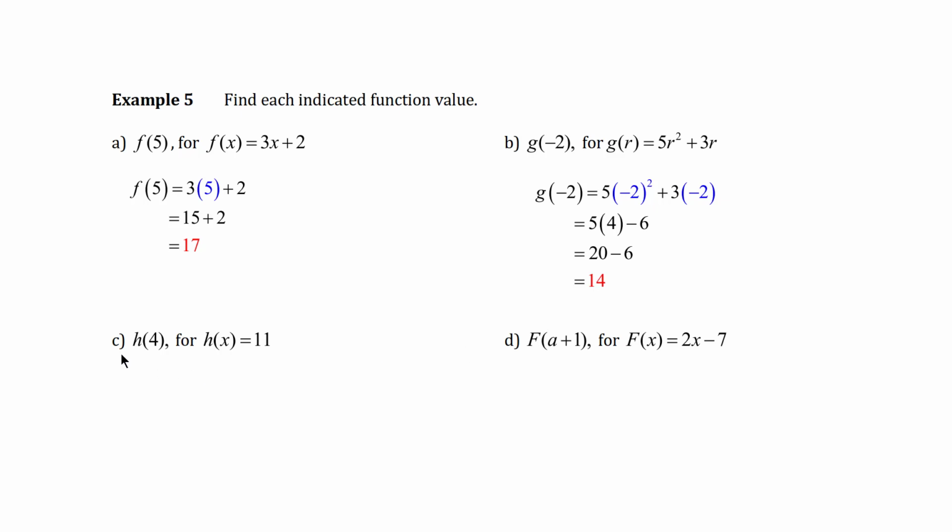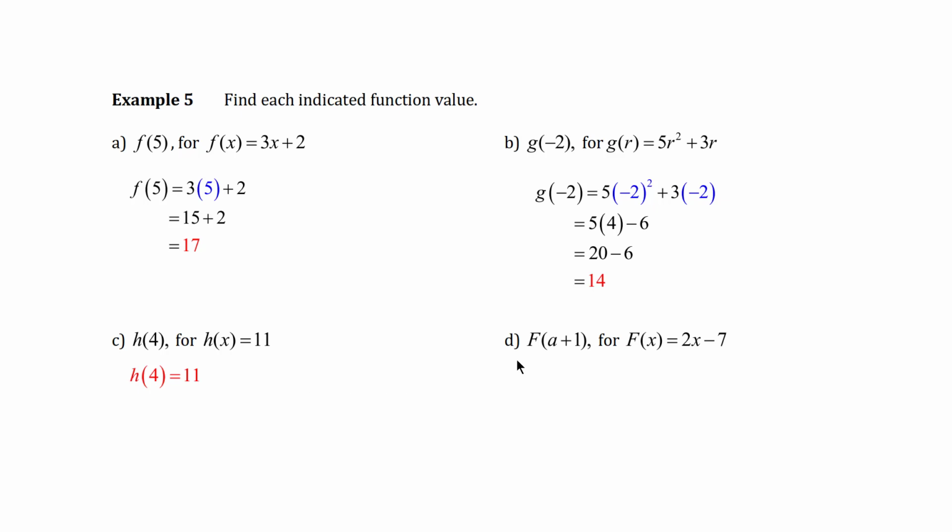For part C, we need to find h of 4 for the function h of x equals 11. Notice here that this function doesn't have an x variable in it. We just have 11. So that means we can't plug in 4 in for x. So all we need to do here is write h of 4 is equal to 11.